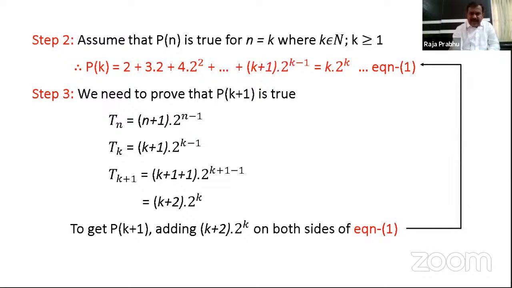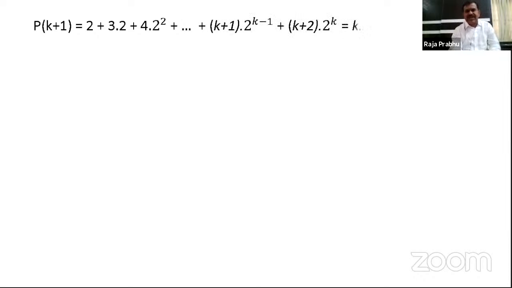Okay, after adding the k plus 1th term, what we get here will be P of k plus 1 is equal to 2 plus 3 into 2 plus 4 into 2 square plus and so on, up to the kth term, k plus 1 into 2 power k minus 1, and up to the k plus 1th term, k plus 2 into 2 to the power of k, which is equal to k into 2 to the power k plus that added term, k plus 2 into 2 to the power of k. Now this is P of k plus 1, which we are going to prove now. Okay, how to prove? Just simplify this right hand side part and try to express that in the given format.